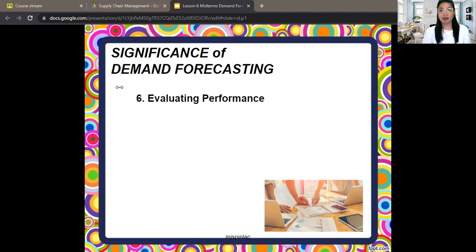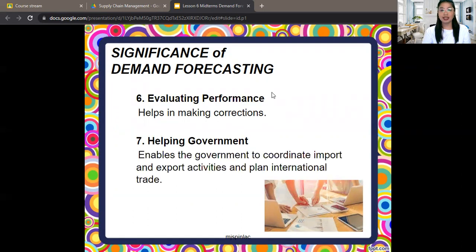Sixth is evaluating performance. This is very important because it helps in making corrections. Seventh is helping the government. This enables the government to coordinate import and export activities and plan international trade.